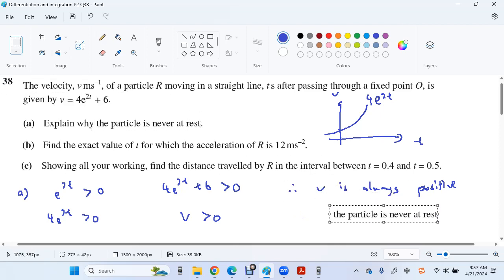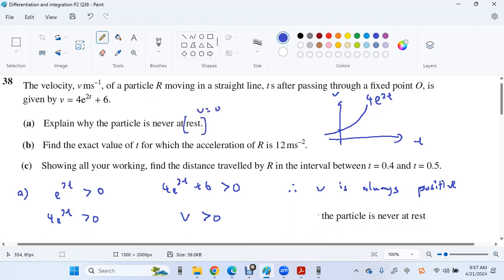The particle is at rest when v equals 0. But v is always positive and never becomes 0, so v is not equal to 0, so the particle is never at rest.